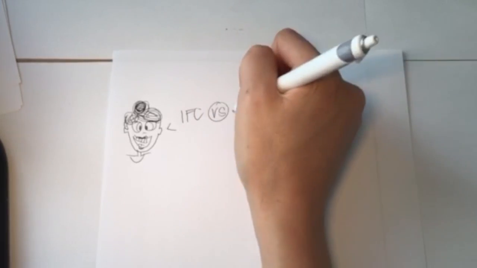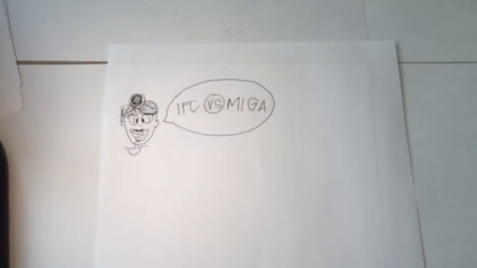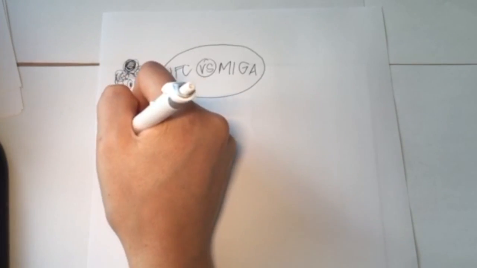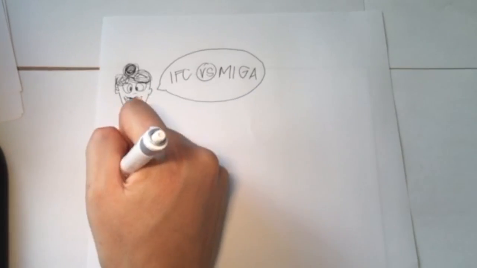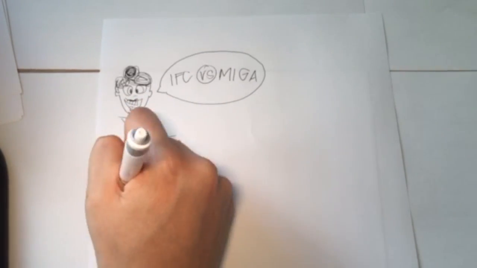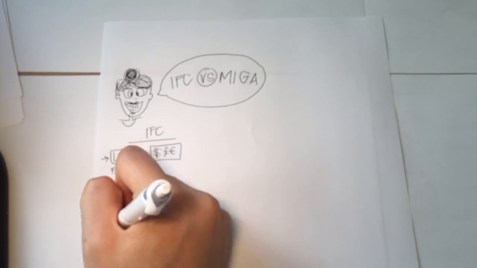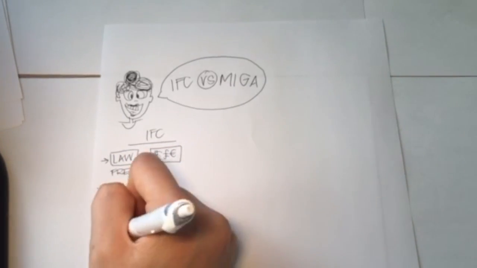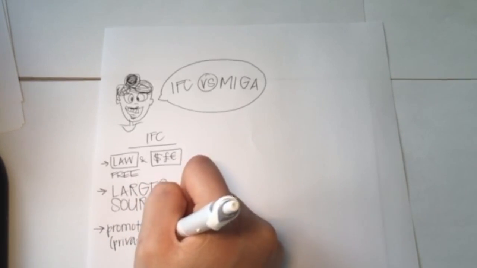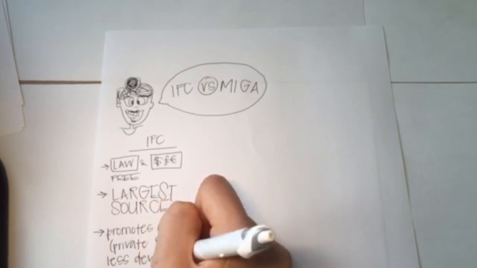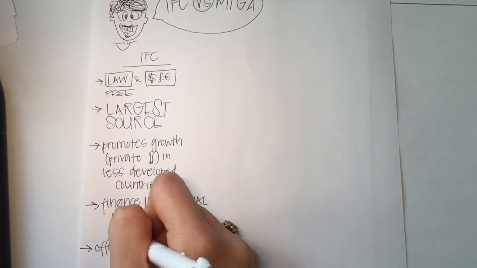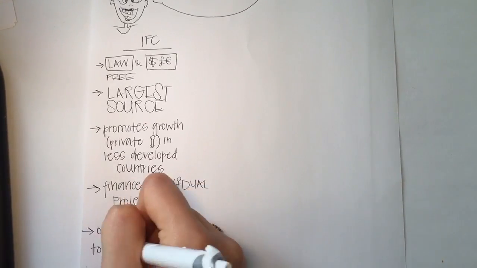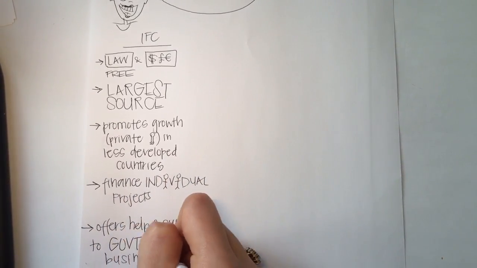To start off, I will start with the International Finance Corporation, also known as IFC, an agency within the World Bank Group providing financial and technical assistance to the private sector in developing nations. It is legally and financially independent from any other branch, and it is the single largest source of direct financing for private sector projects. The IFC promotes growth of the private sector in less developed member countries. It helps finance individual private enterprise projects that contribute to economic development of a country or region, and it also provides advisory services and technical assistance to governments and businesses.